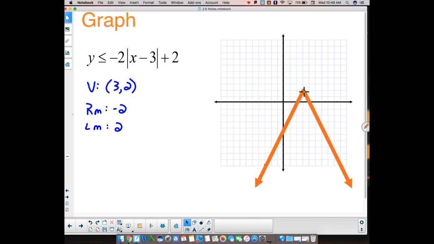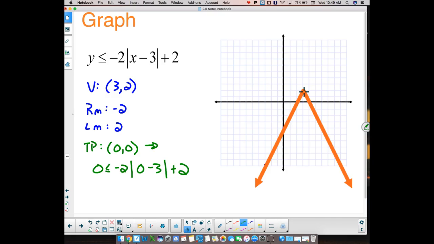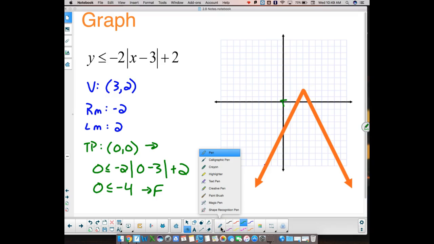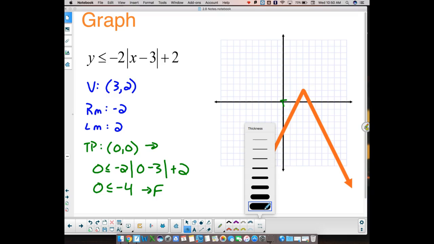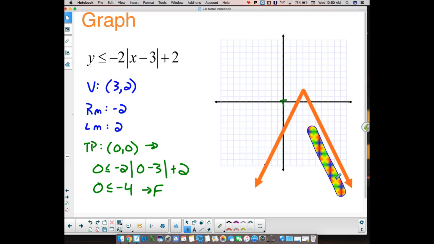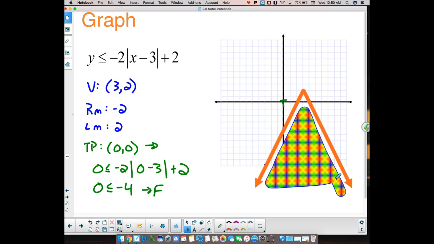Okay, did I go through the origin? No, so I'm going to use that as my test point. So that's going to be 0 less than or equal to negative 2 times the absolute value of 0 minus 3, then plus 2. 0 minus 3 is negative 3. Absolute value is positive 3, times negative 2 is negative 6, plus 2 is negative 4. Is that a true or a false statement? That's a false statement. So my test point was outside, which means I shade inside. If it's false, you shade away from the point.